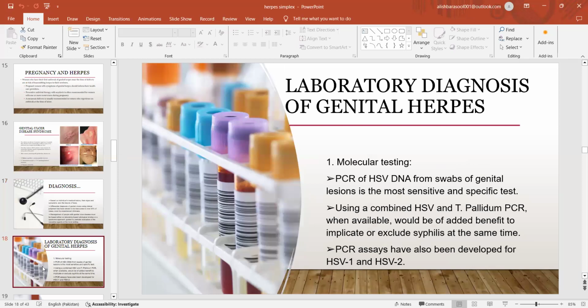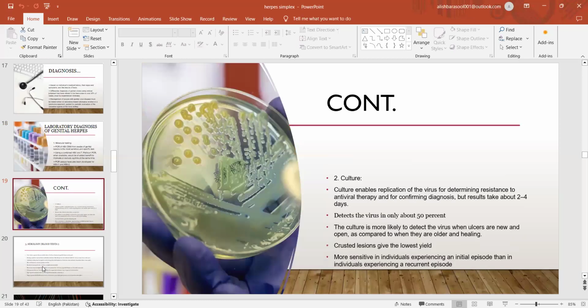Laboratory diagnosis of genital herpes, molecular testing: PCR of herpes simplex virus DNA from swabs of genital lesions is the most sensitive and specific test. Using a combined herpes simplex virus and T. pallidum PCR, when available, would be of added benefit to implicate or exclude syphilis at the same time. PCR assays have also been developed for herpes simplex virus 1 and herpes simplex virus 2.